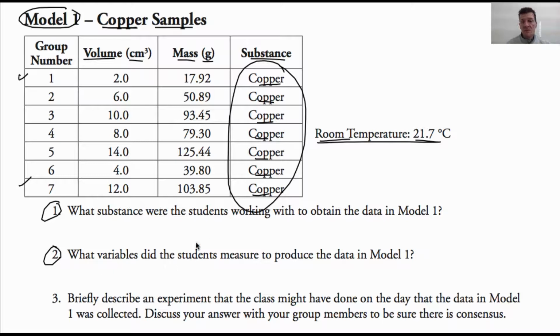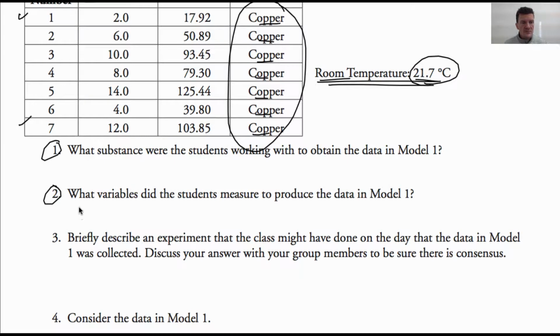Number 2, what variables did the students measure to produce the data in Model 1? So your variables are, you've got the volume, you've got the mass in grams, and those two things are measured. Those are the ones that are changing. You'll notice those values are changing. The room temperature was also measured, but it is not changing. It is constant. So volume and mass and temperature.